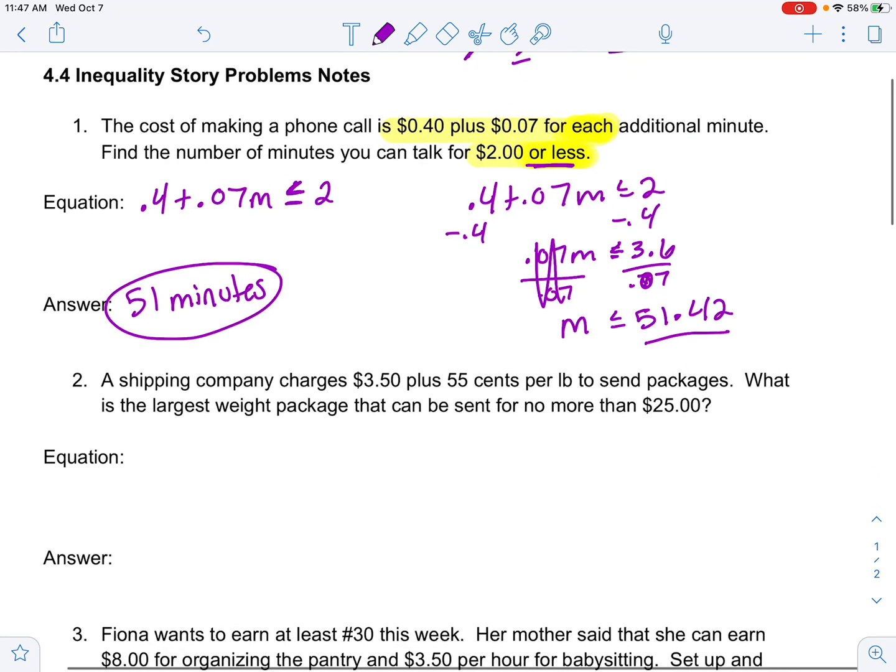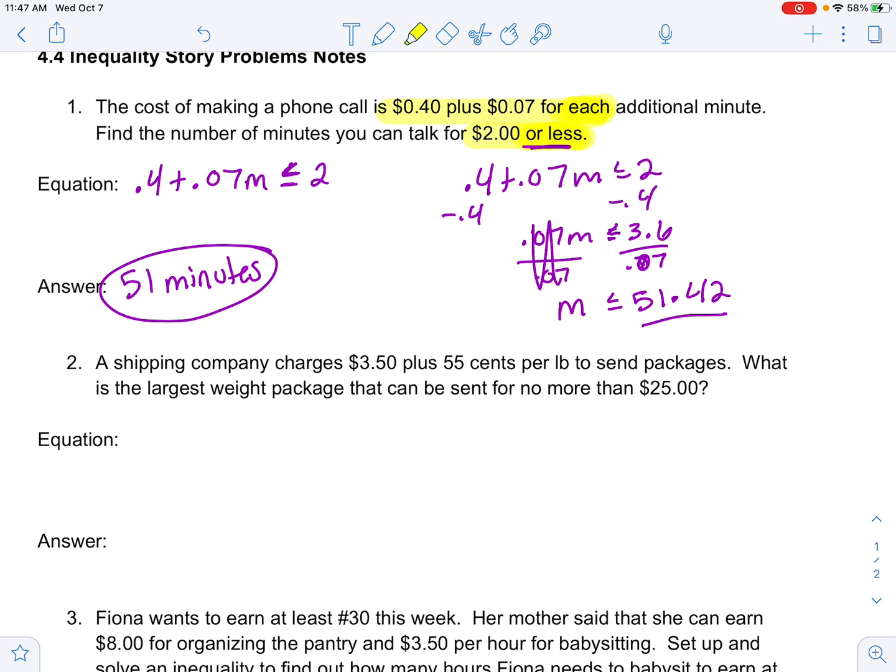So the next one, a shipping company charges $3.50 plus 55 cents per pound. So what's that look like right there? Go ahead and write just that part down. Okay, so we have $3.50 plus, remember 55 cents, that's not plus 55x, that's 0.55x because it's cents to send packages. All right, let's keep going.